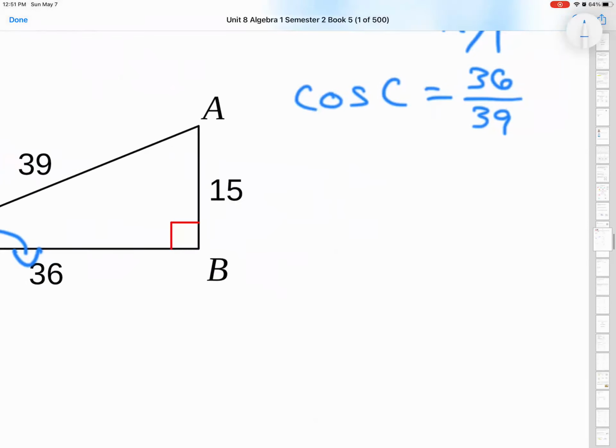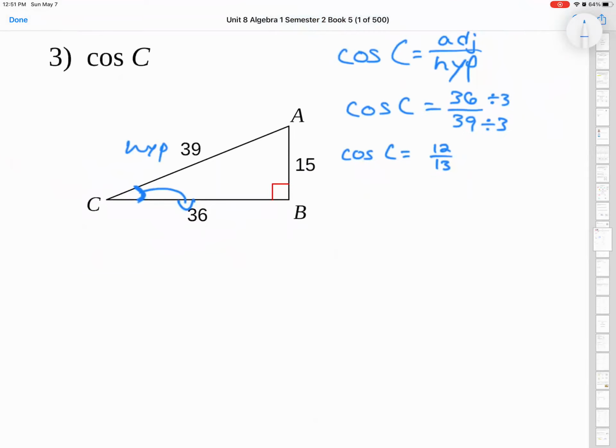Now we can actually simplify this. And so our cosine of C comes out to be 12 over 13, because we can divide the top and bottom both by 3. And that's how we get our 12 over 13. Again, really just identifying what's where here.